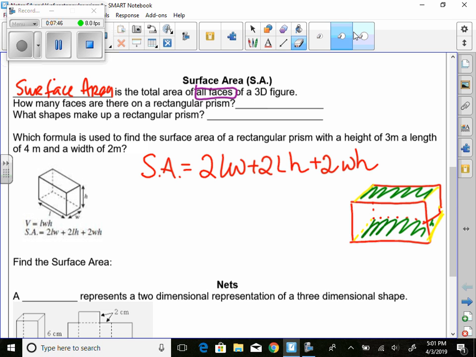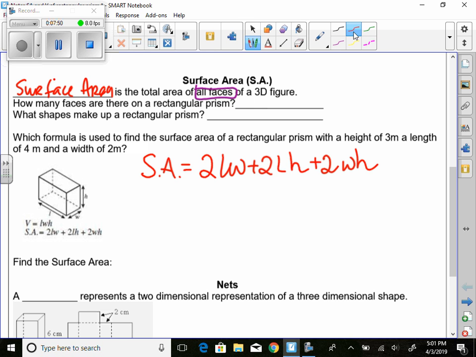So we know that the height of our prism is 3 meters, the length is 4 meters, and the width is 2 meters. So here we go. I'm going to write it out horizontally, just like this, but then I'll show you another way you can organize this information, and it might be helpful to some.